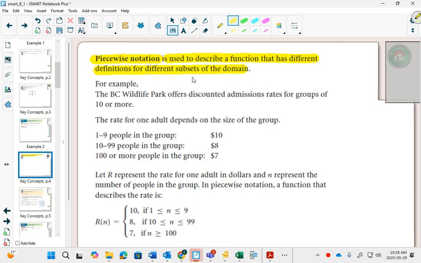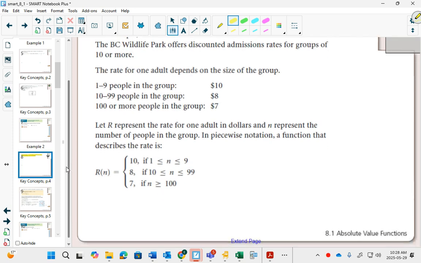So the piecewise function, the way that we write it, is we write one function. Here's the rate. And then we use a squiggle bracket and write each of the different pieces. And for each piece, we say what domain goes with which piece. So between 1 and 9 people, then you had $10. Between 10 and 99, then you'd have $8. And over 100, you'd have only $7.